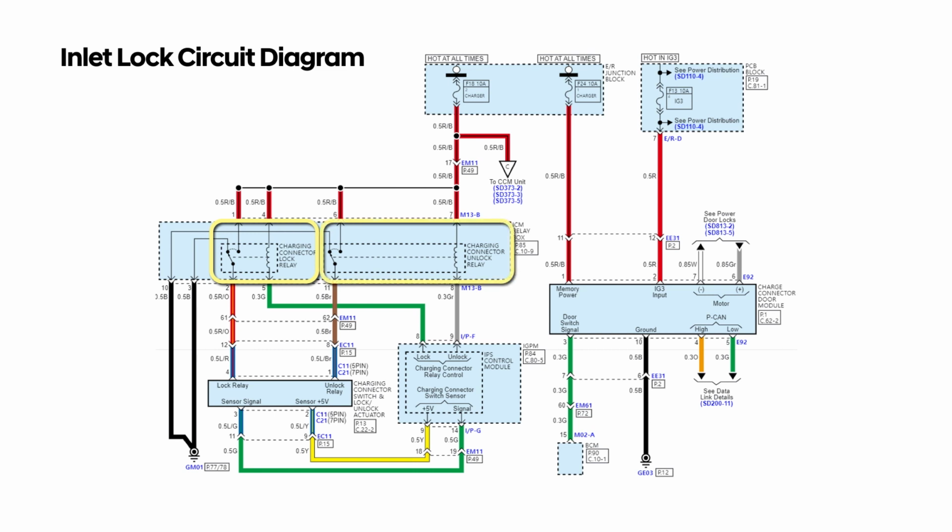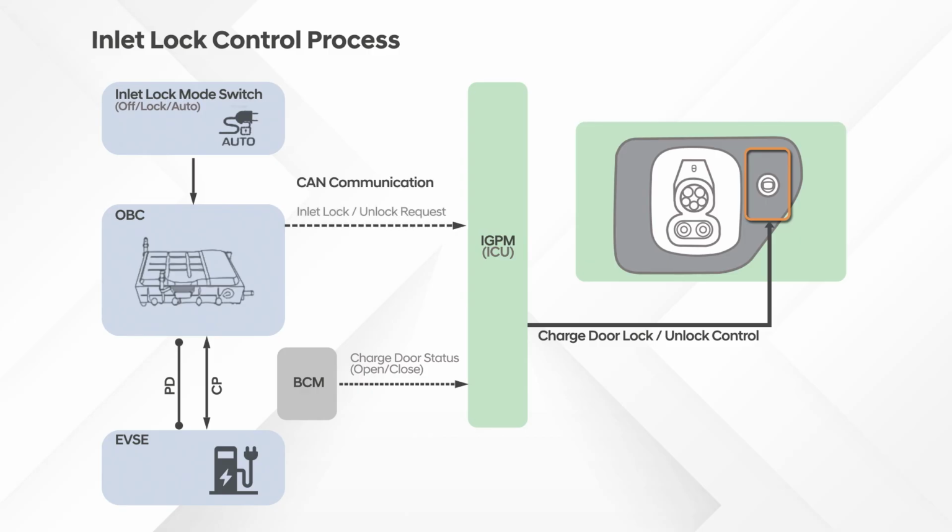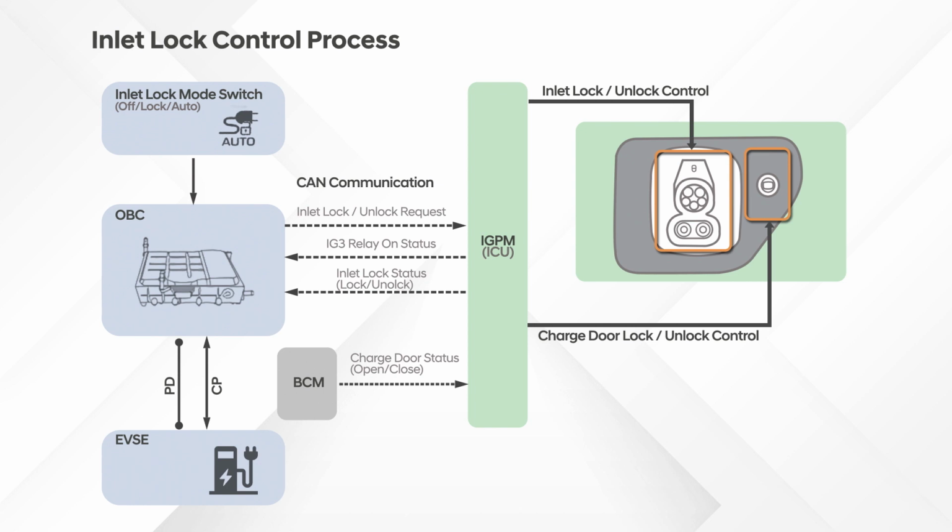Based on this information, let's figure out the problem area using the circuit diagram, ETM. It is confirmed that the OBC detected the charger connection and asked the IGPM for inlet lock. During the IGPM inlet lock trial, the sound of the ICM's inlet lock relay near the driver's seat is also checked. And operating sound of the inlet lock actuator was not heard.